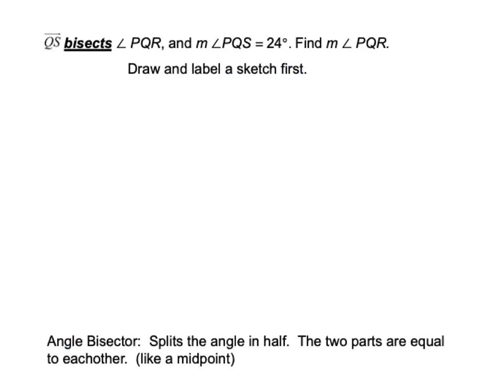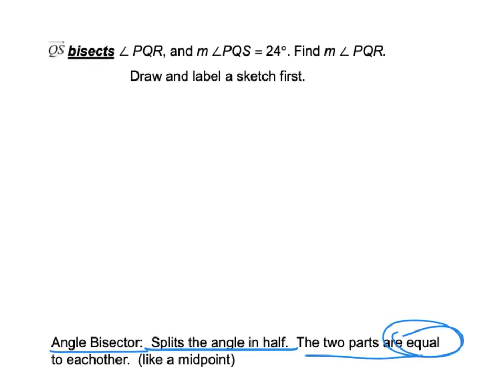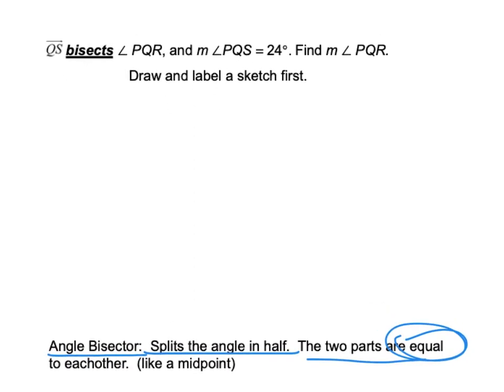And then the last thing that we're going to talk about today is an angle bisector. An angle bisector is a lot like a segment bisector in the fact that instead of a segment bisector splitting the segment in half, an angle bisector splits the angle in half, which means it's two parts that are equal to each other. So if we have this diagram here, it says ray QS bisects angle PQR, and the measure of angle PQS is 24 degrees. Find the measure of angle PQR.